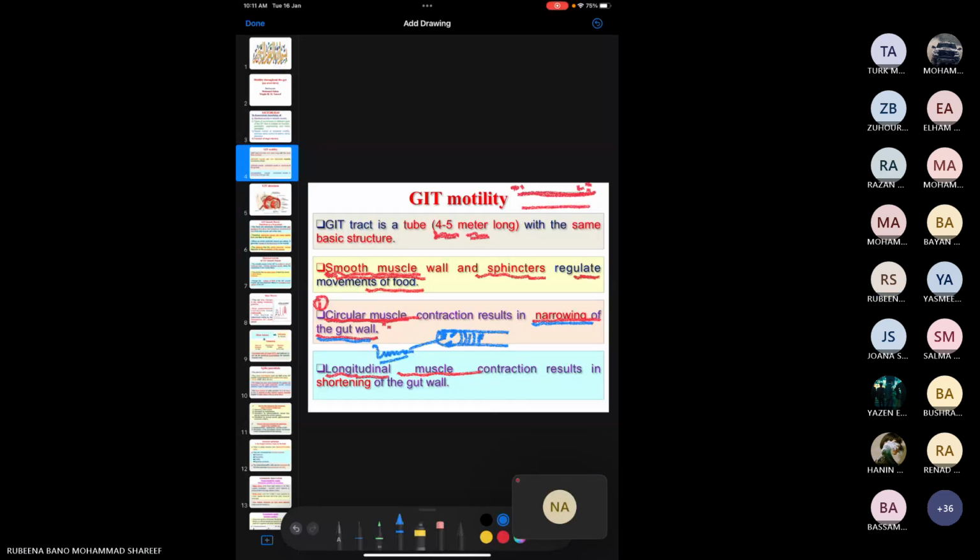And when the longitudinal smooth muscle contracts, it will result in shortening of the gut wall. So these are the longitudinal muscles. When they contract like this, there will be shortening of the gut wall.